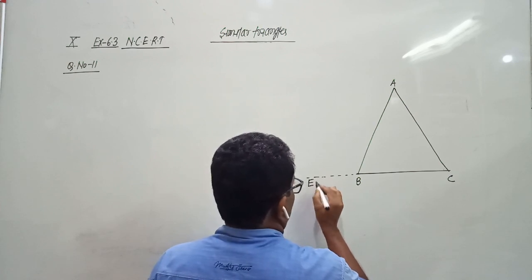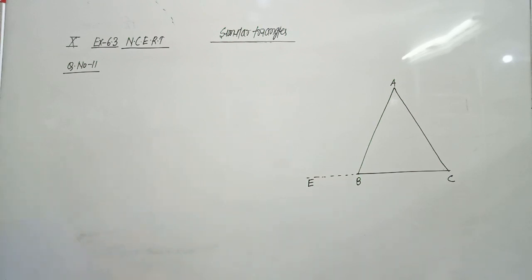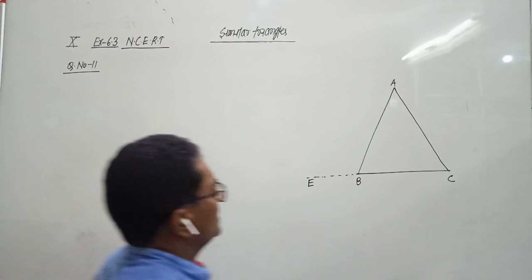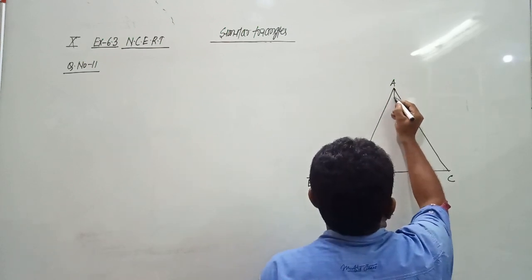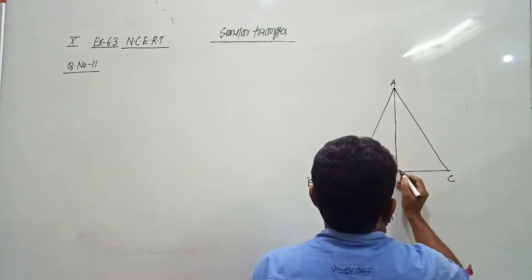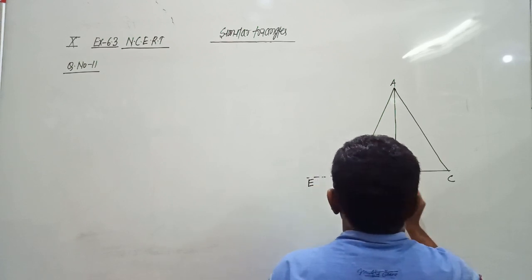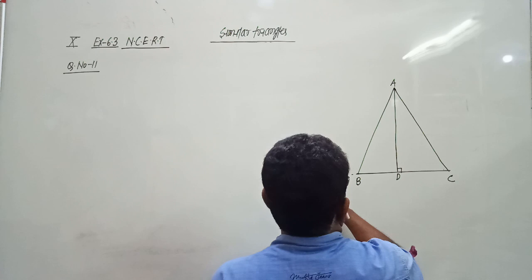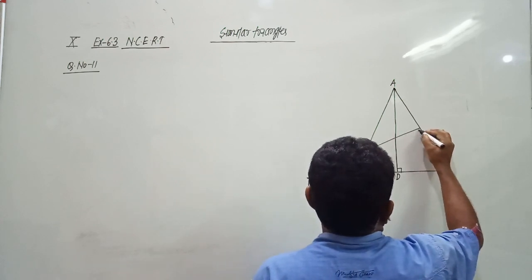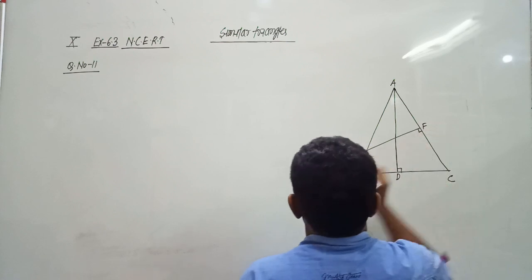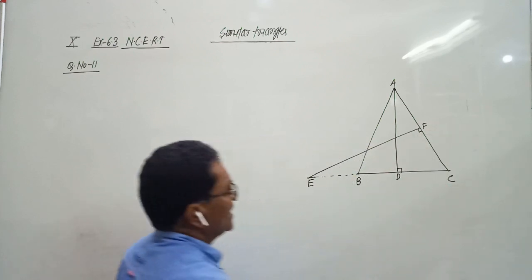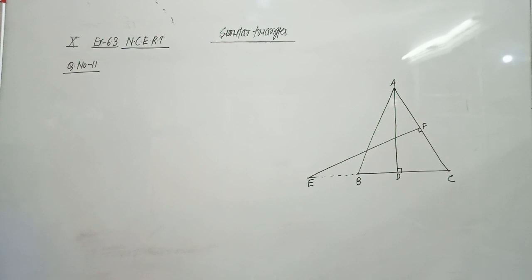E is a point on side CB produced and ABC is an isosceles triangle. If AD is perpendicular to BC, and EF is perpendicular to AC. AD is perpendicular to BC and EF is perpendicular to AC.